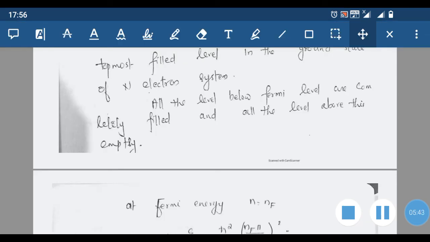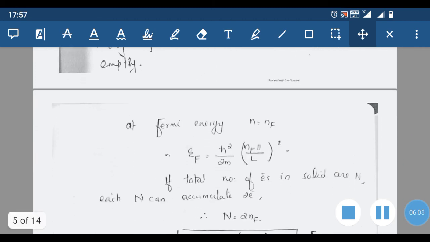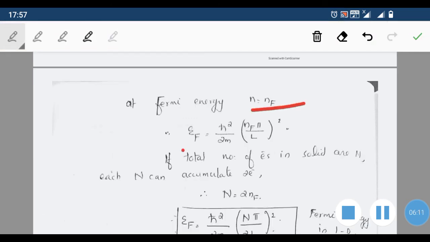So the conclusion which we can make here is that at T is equal to 0, all the levels below the Fermi level are completely filled and all the levels above it are empty, because the Fermi level is the topmost filled level, and above it no level is filled at all. At Fermi energy we denote the n value as n is equal to nF. So the corresponding energy we can represent as EF, which is equal to h cross square by 2m into (nF pi by L) whole square. Instead of n pi by L, we take nF pi by L the whole square.